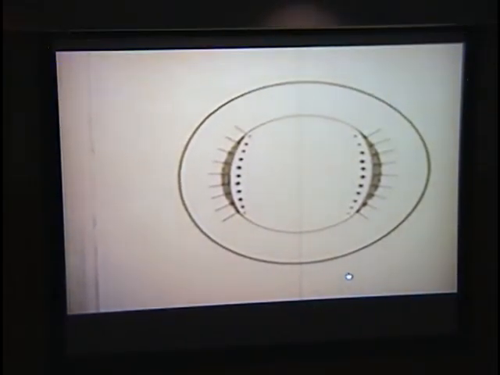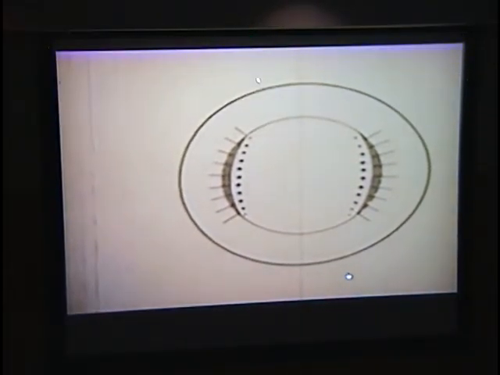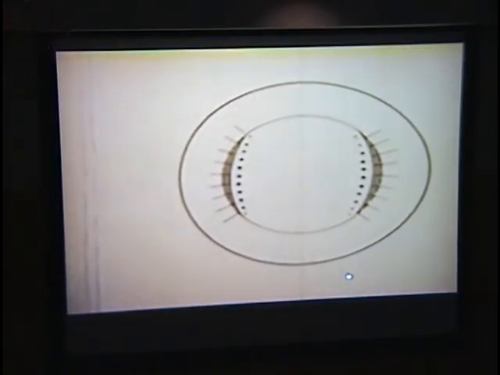A double thermal wedge is performed in cases such as this one, where preoperative keratometry shows 6 to 8 diopters or more of corneal cylinder.